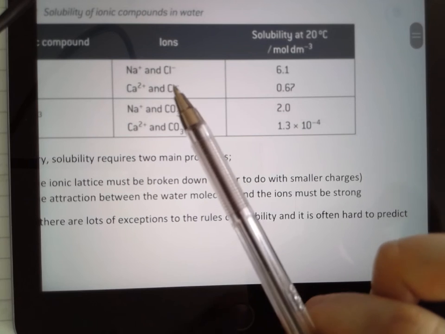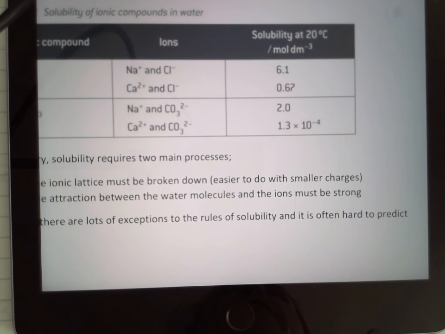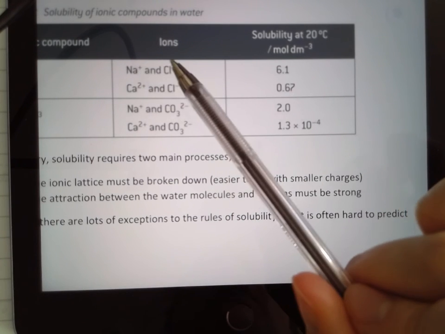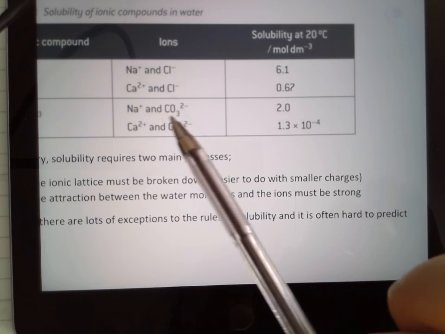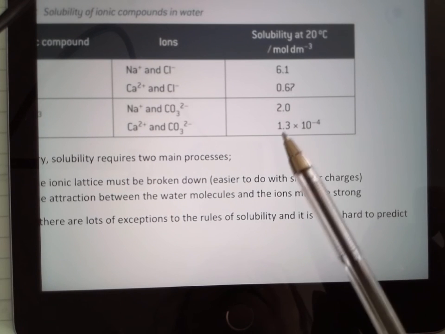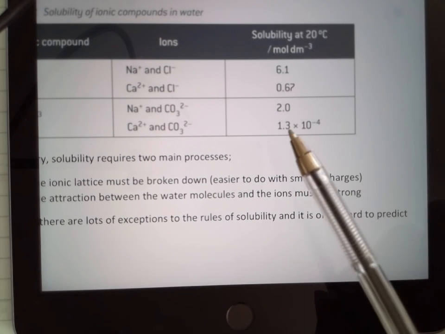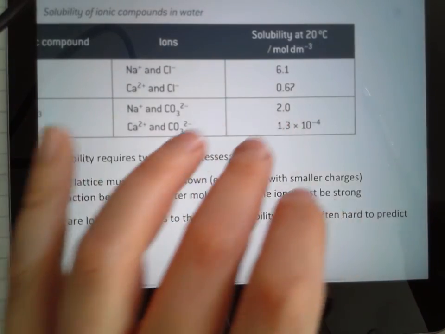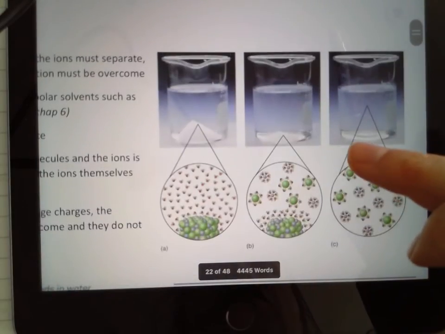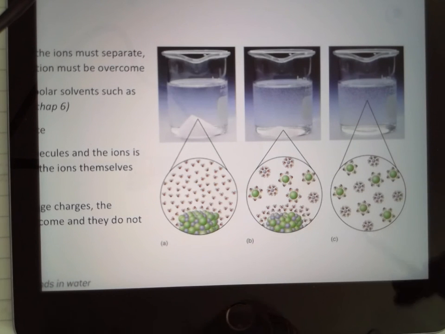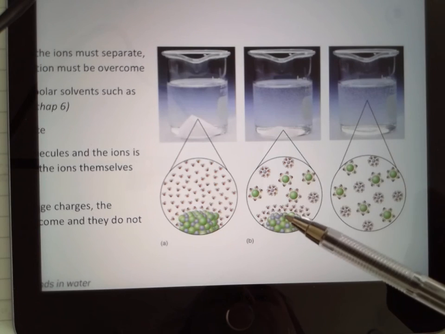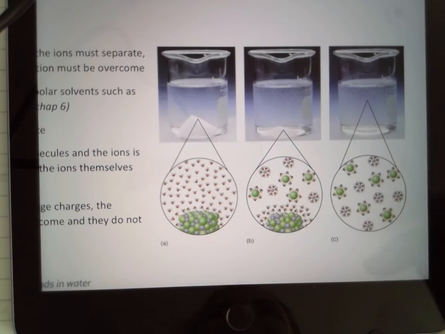The higher the charges, the stronger the attraction between the ions. That means it's harder for the water molecules to come down there and separate the ions. So you'll see when you had a +1 and a -1 charge, the solubility was relatively good. But when we come here to a +2 and a -2 charge, it was far, far less soluble. This is because the attraction between the ions and the water molecules is no longer strong enough to separate those ions from each other and pull the ions apart. And the reason that attraction is not strong enough is just because the attraction between the ions themselves is so great.